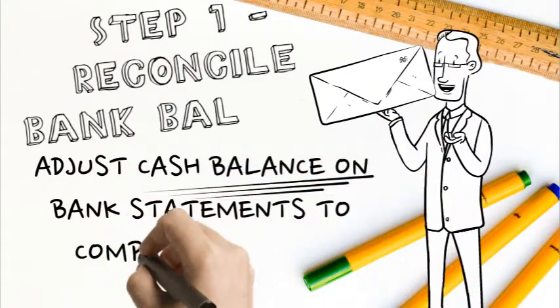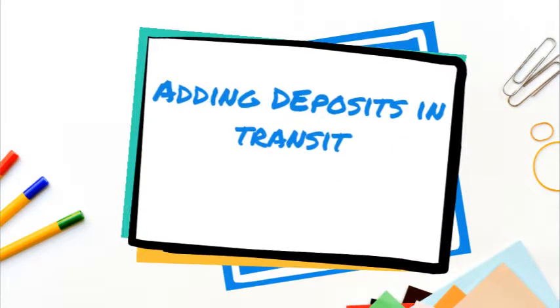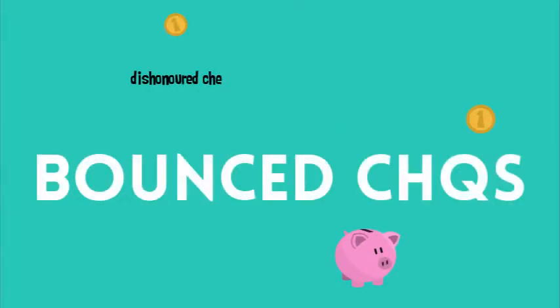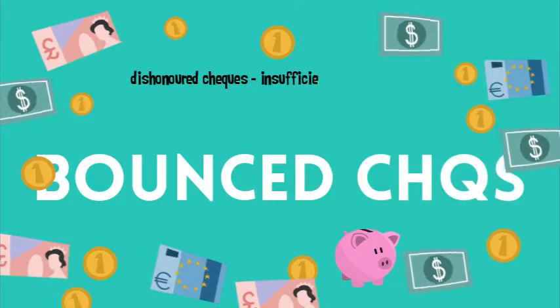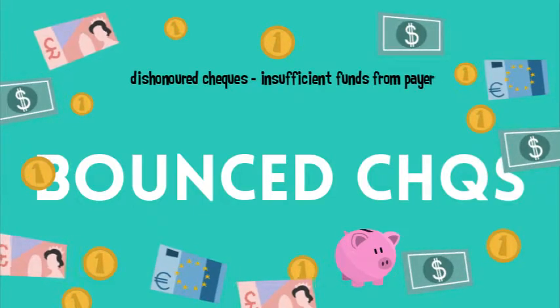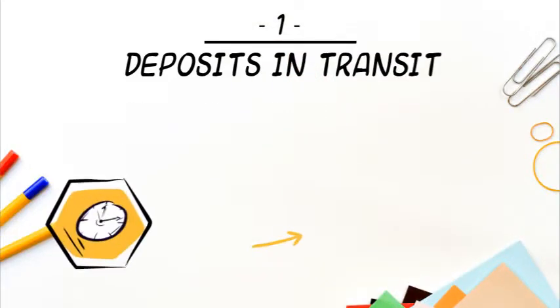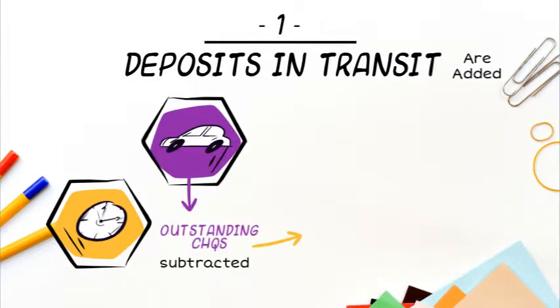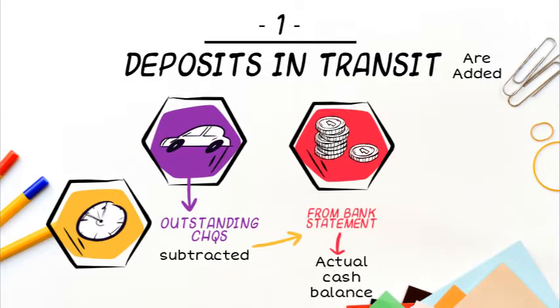Reconciling the bank statement. The first step is to adjust the cash balance recorded on the bank statement to the company's actual balance. This is done by adding the deposits in transit, which are deposits made by the company but not yet cleared by the bank, and subtracting outstanding checks, which are checks that have been distributed but not cleared by the bank as of the current statement date. Not to forget dishonored checks, which are insufficient funds from the payer's account, also known as bounced checks.